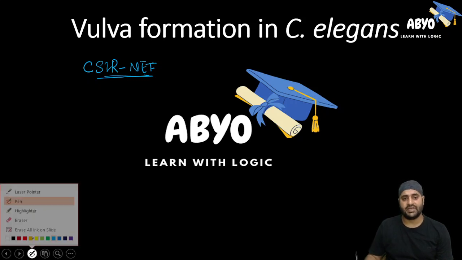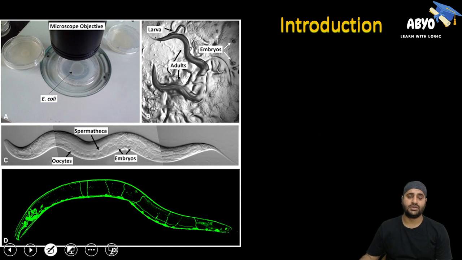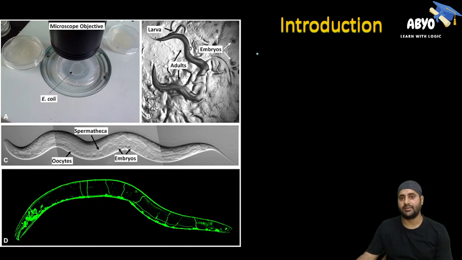What we are going to learn here is about one of the reproductive structures called the vulva, okay? And the model organism that we are going to learn is a nematode called C. elegans. So let us go further into detail about this specific organism. Now, the point we have to consider here is at least the introductory part of this organism. Basically, they come under the phylum Nematoda.